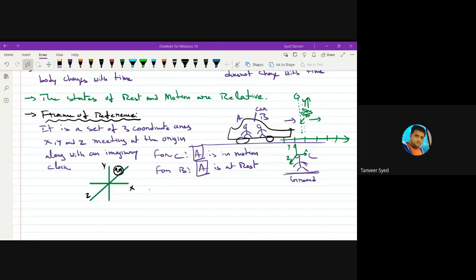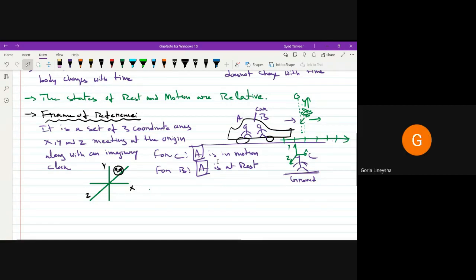If you are traveling in a train, your brother, sister, father, mother, whoever is sitting beside you, they are at rest for you. But for a person standing on the platform, both of you are in motion, because you are looking at your friends from your frame of reference, and the person on the platform is looking from his frame of reference. So whether a body is at rest or in motion depends on the frame of reference.